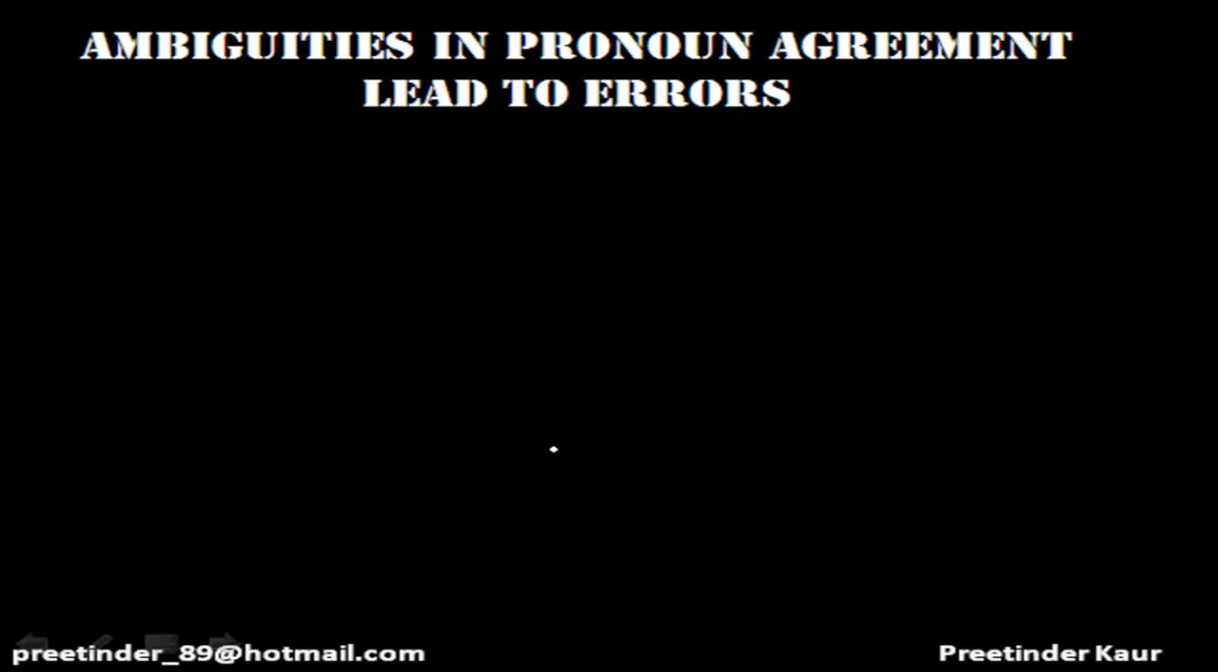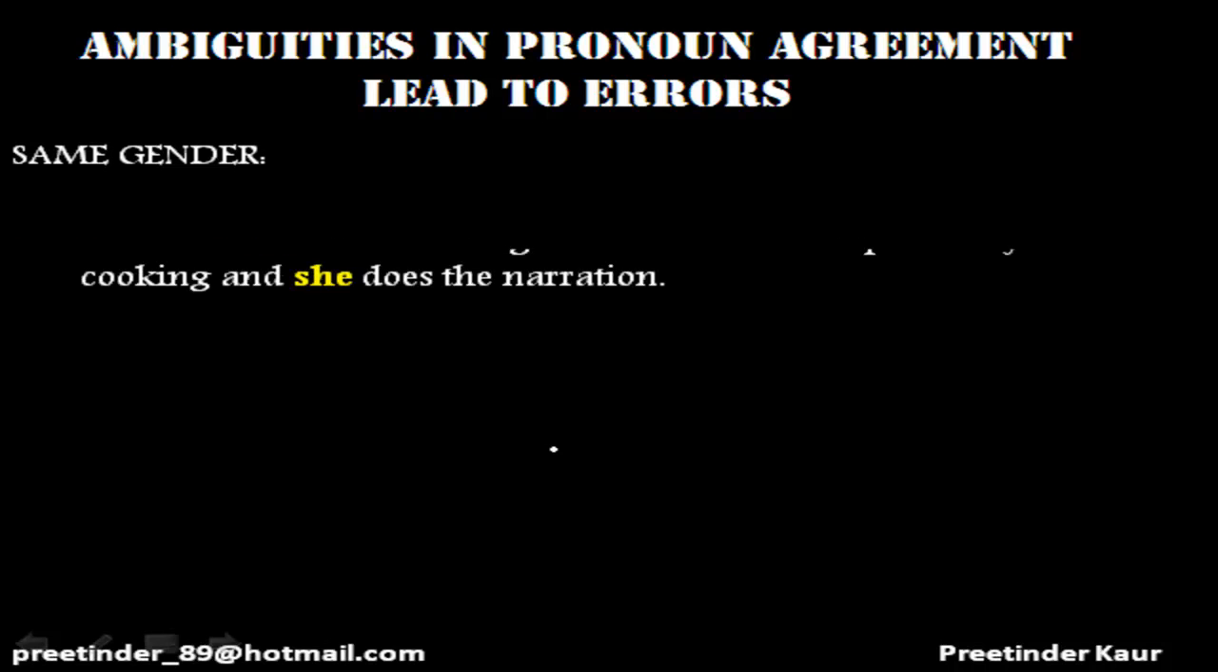And next point, ambiguities in pronoun agreement lead to errors. Now we are talking about agreement in pronouns. Ambiguity means something that is very unclear, very equivocal, ambiguous, vague. That means you cannot decide left or right. You are confused and stuck in the middle. You do not know which way to go. So let's have a look at the types of errors that can arise due to ambiguities.